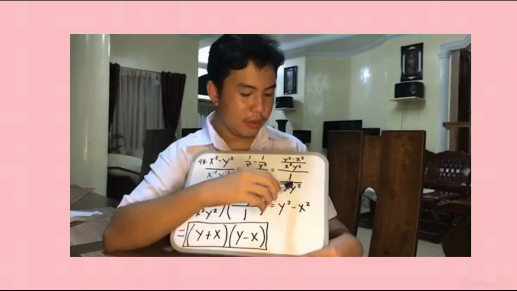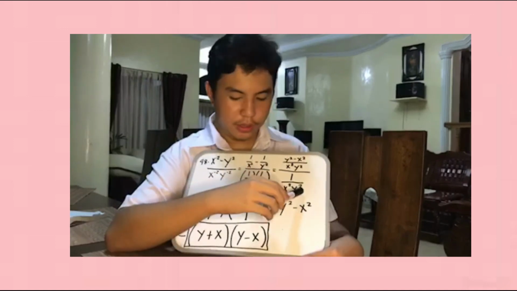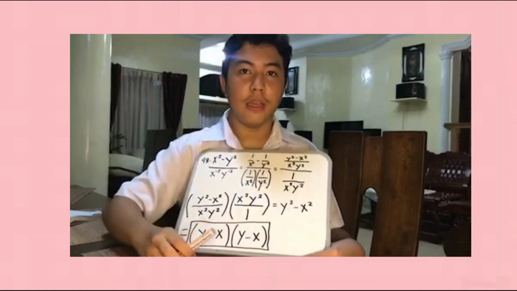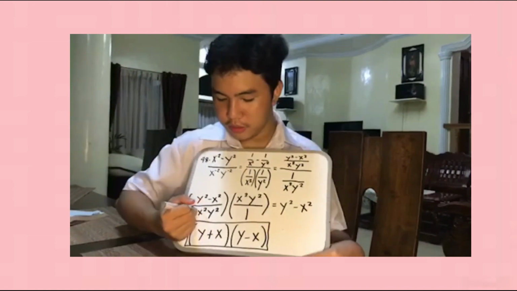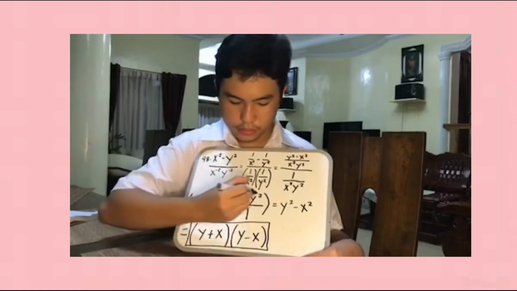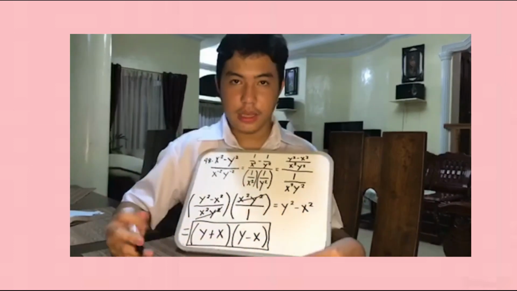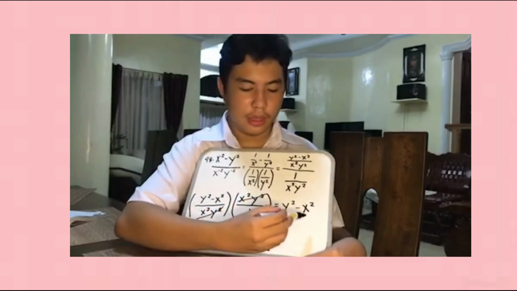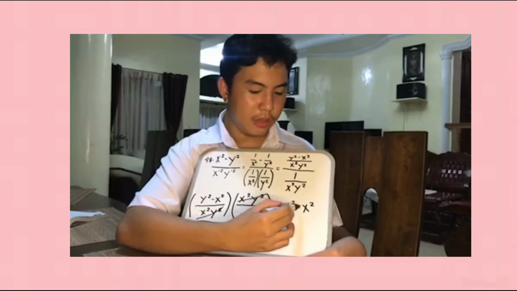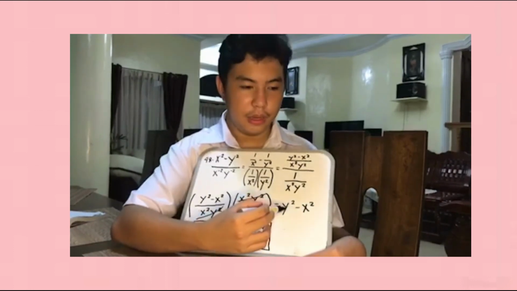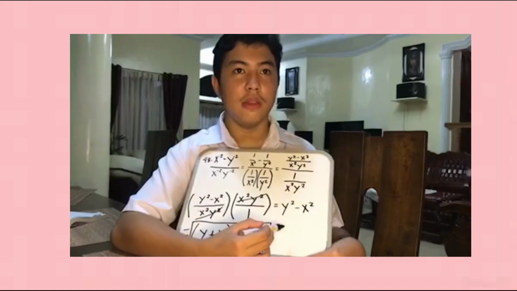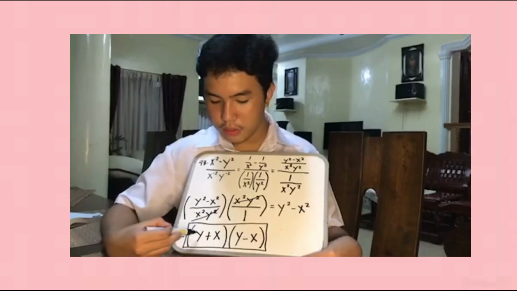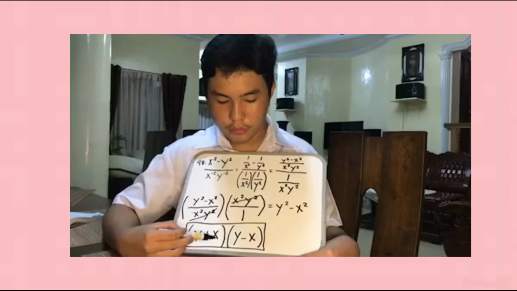Then we must reciprocal 1 over x squared y squared. It will become x squared y squared over 1. Then we must multiply the two fractions, and we must cross out x squared y squared. And only y squared minus x squared will remain. Since y squared minus x squared can be simplified using the difference of two squares, the answer will be quantity y plus x, quantity y minus x.